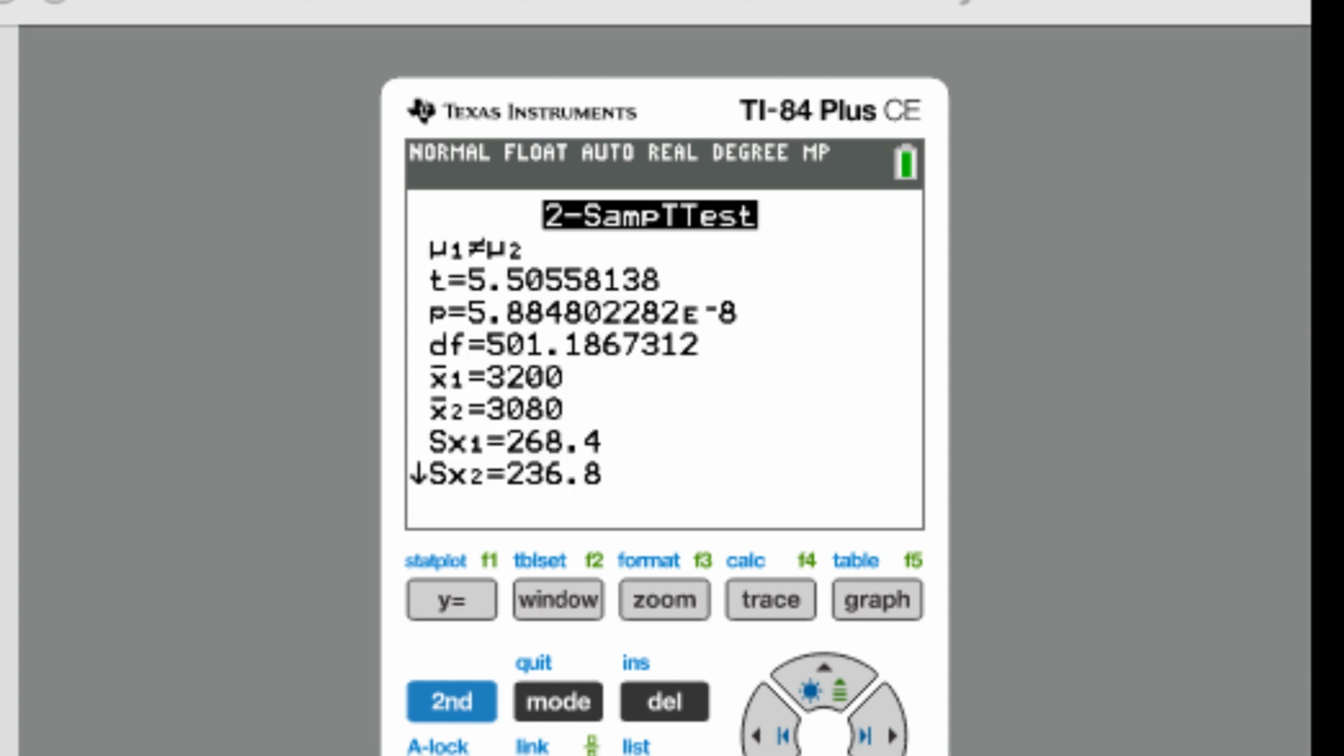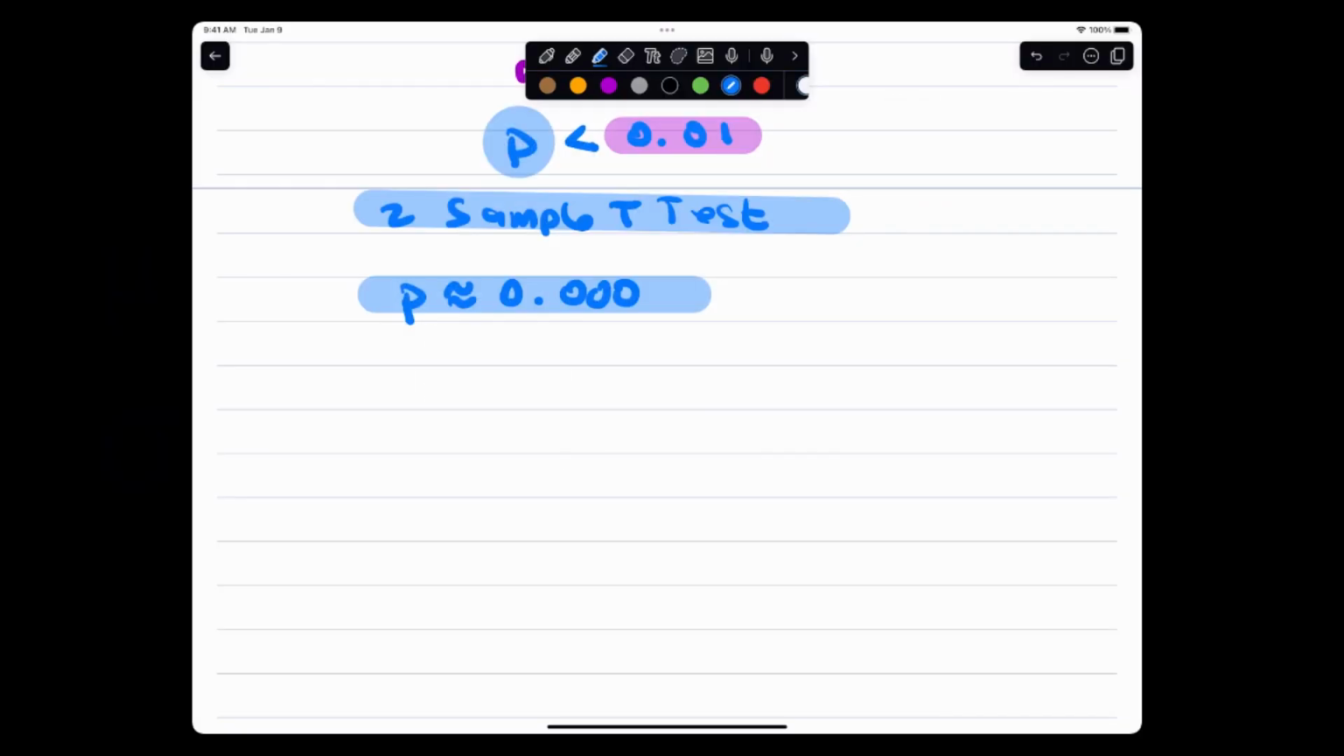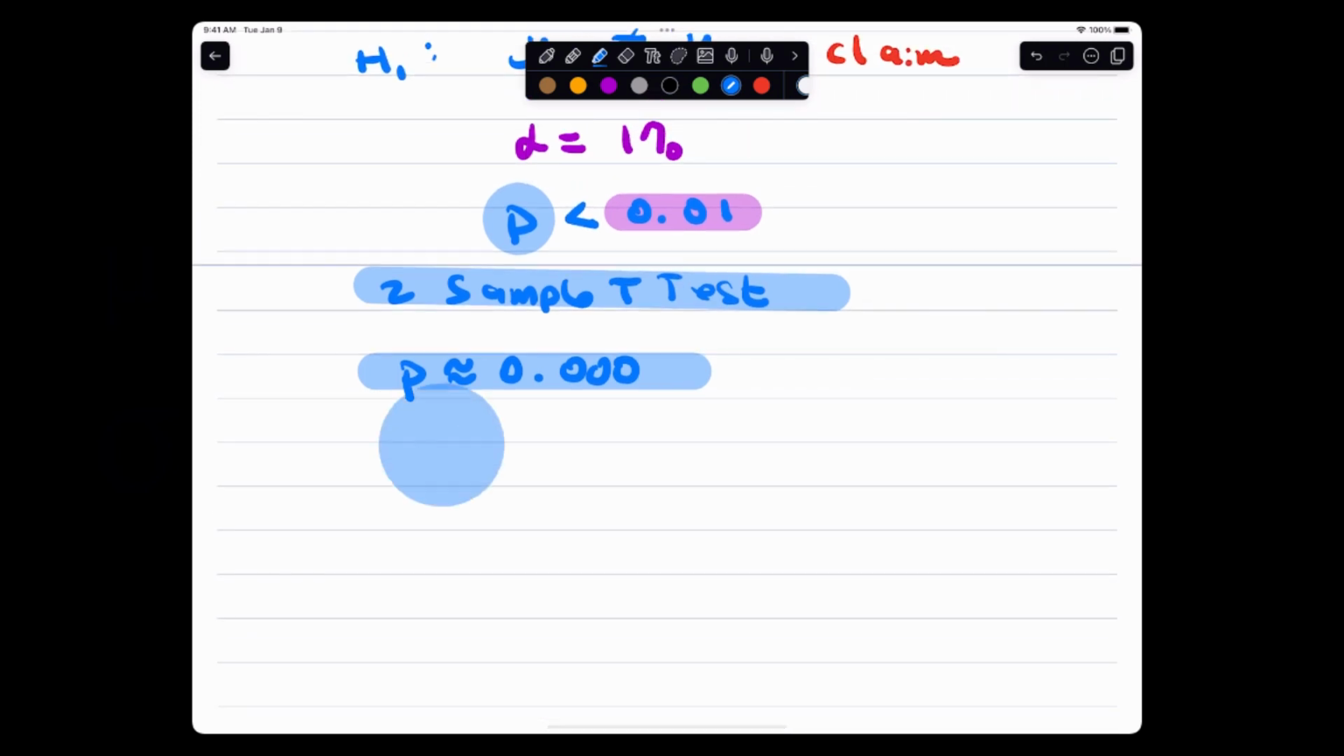What's the p-value? Your p-value is approximately 0.000, and because that's scientific notation, that's times 10 to the minus 8. You move the decimal 8 spaces to the left. So what that says is this p-value is smaller than the level of significance. 0.000 is less than 1%.